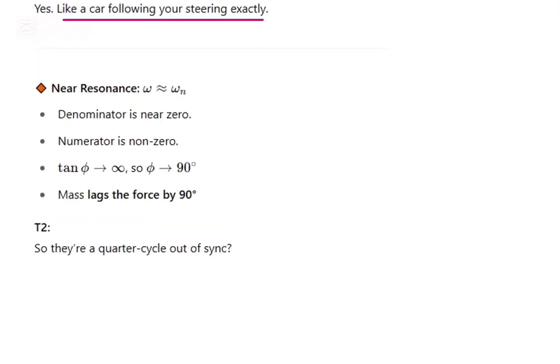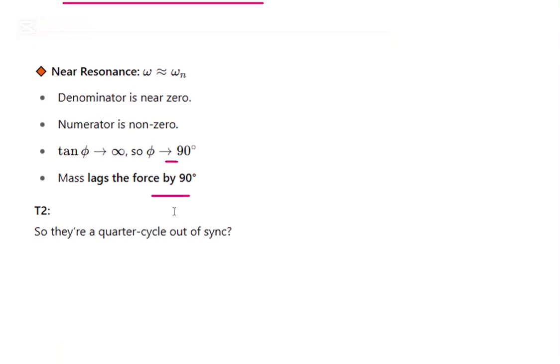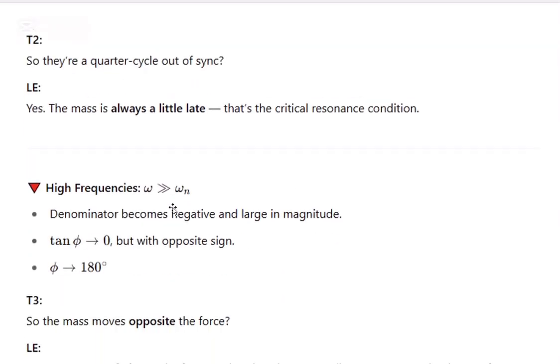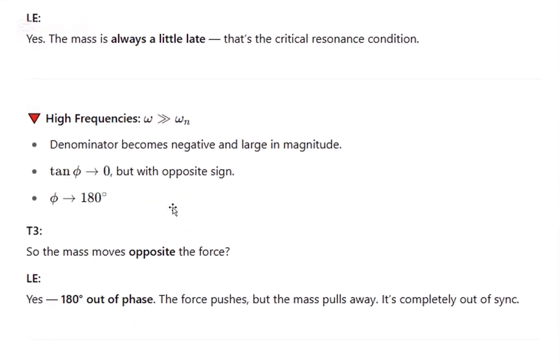Near resonance, the denominator is 0 while the numerator is non-zero, so tan phi becomes infinity and phi becomes 90 degrees. The mass lags the force by 90 degrees, so they are a quarter cycle out of sync. The mass is always a little late. That's the critical resonance condition.